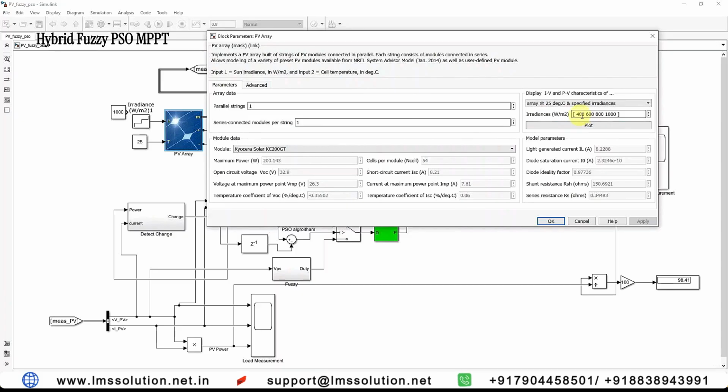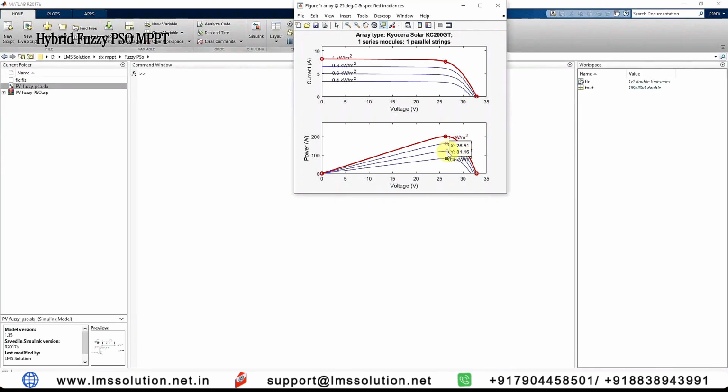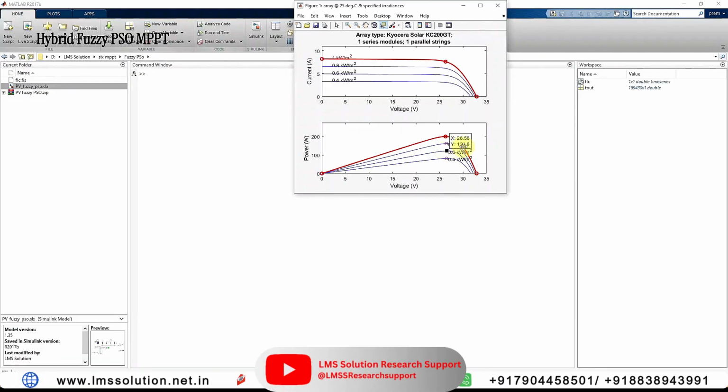So I am going to fix the irradiation at 400, 600, 800, and then 1000 watts per meter square, and then I am going to check the power level. When the irradiation is equal to 400 watts per meter square, the maximum power is around 81.16 watts. For 600 watts per meter square, maximum power is 131.8. For 800 watts per meter square, the maximum power is 161.5. For 1000 watts per meter square, the maximum power is around 200.1.